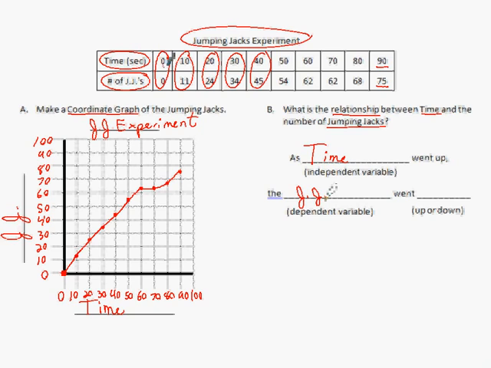Well, let's take a look. In our table, as time got higher, jumping jacks got higher. In our graph, as time got higher, jumping jacks got higher. So as time went up, the jumping jacks went up.